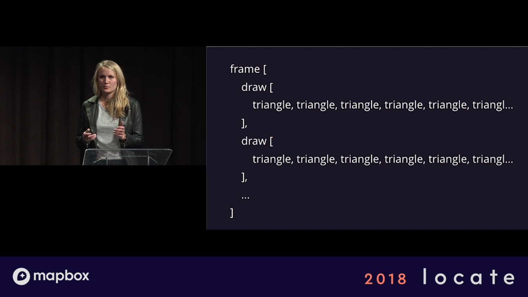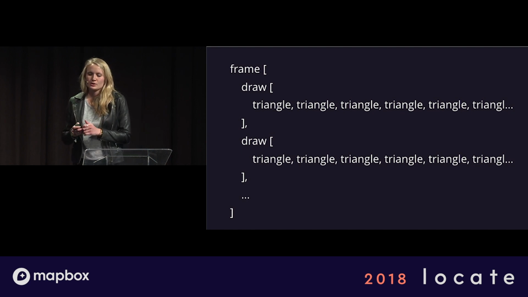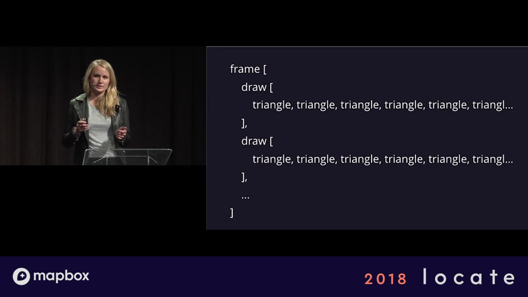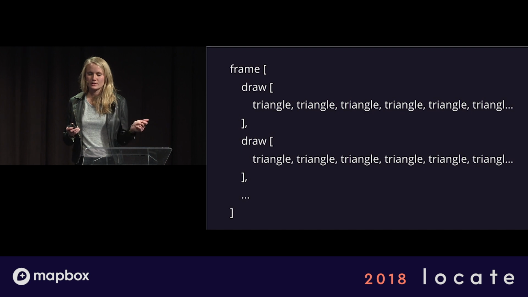And a frame is made of a bunch of individual draw calls. A draw call is when you give the GPU a specific set of programs called shaders and a specific set of geometries, and you ask it to draw the geometries according to the instructions in those shaders. And you can have a ton of draw calls within one frame.